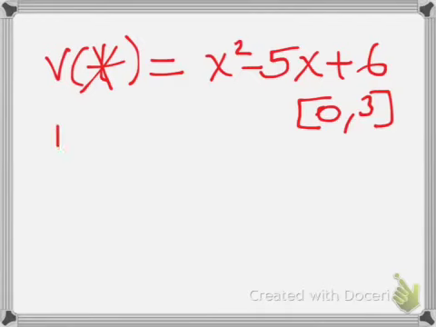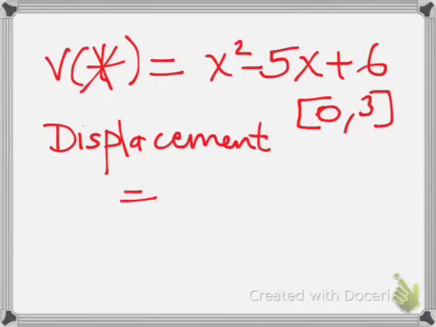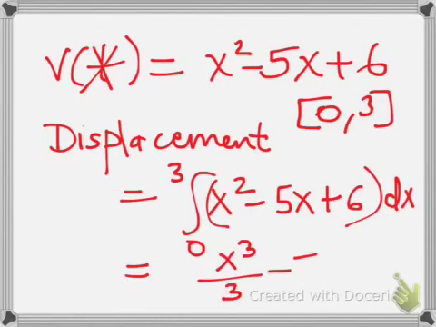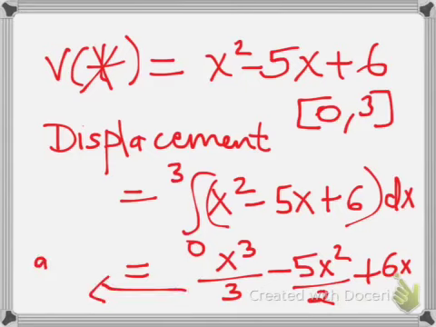So for the displacement, it would be just 0 to 3. You don't care when it's positive or when it's negative. You just evaluate this dx. Use the fundamental theorem of calculus. You look at the antiderivative, x cubed by 3 minus 5x squared by 2 plus 6x, plug in the values, basically plug in 3, and I think you get 9/2, but please confirm. So that will be your displacement. The displacement is coming out to be positive, 9.5.